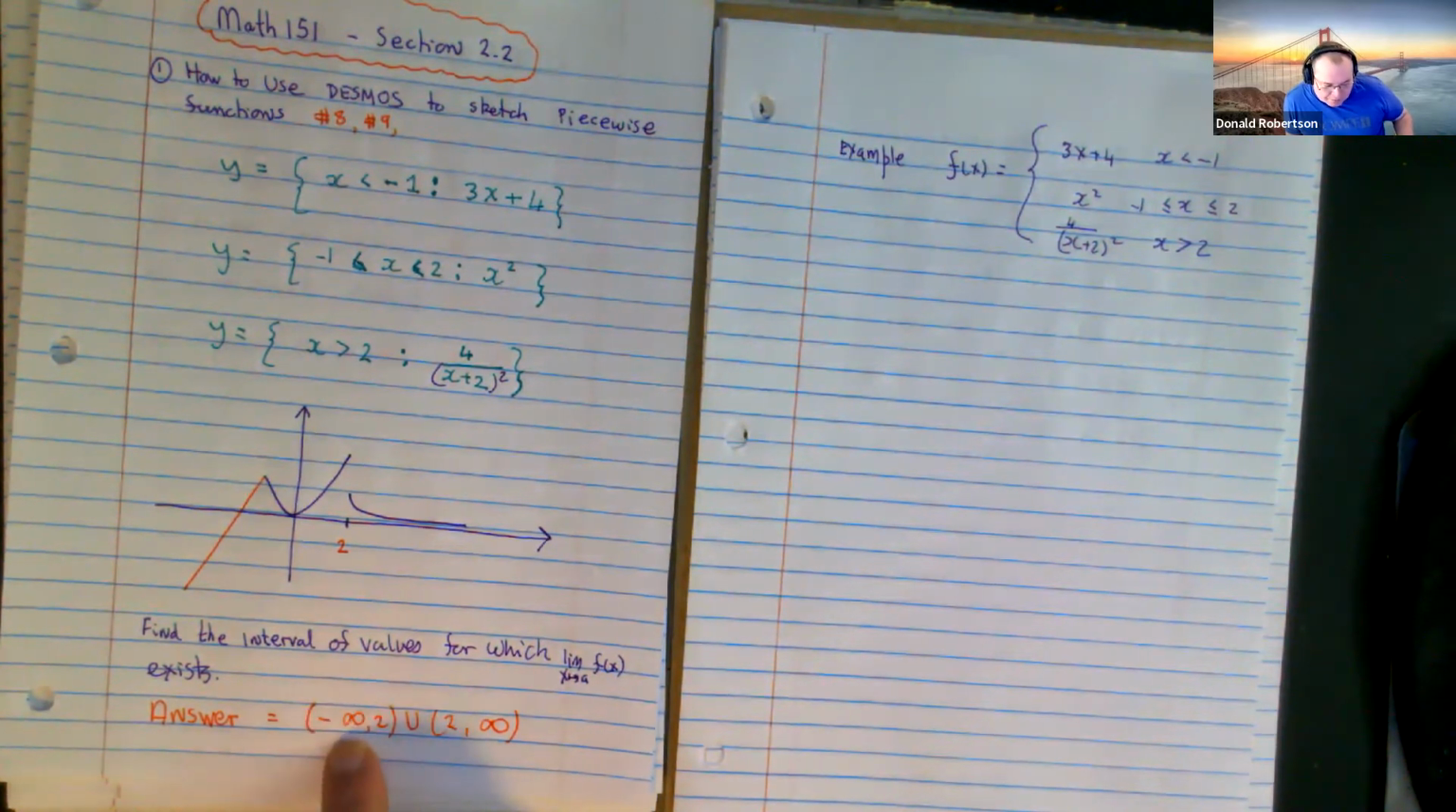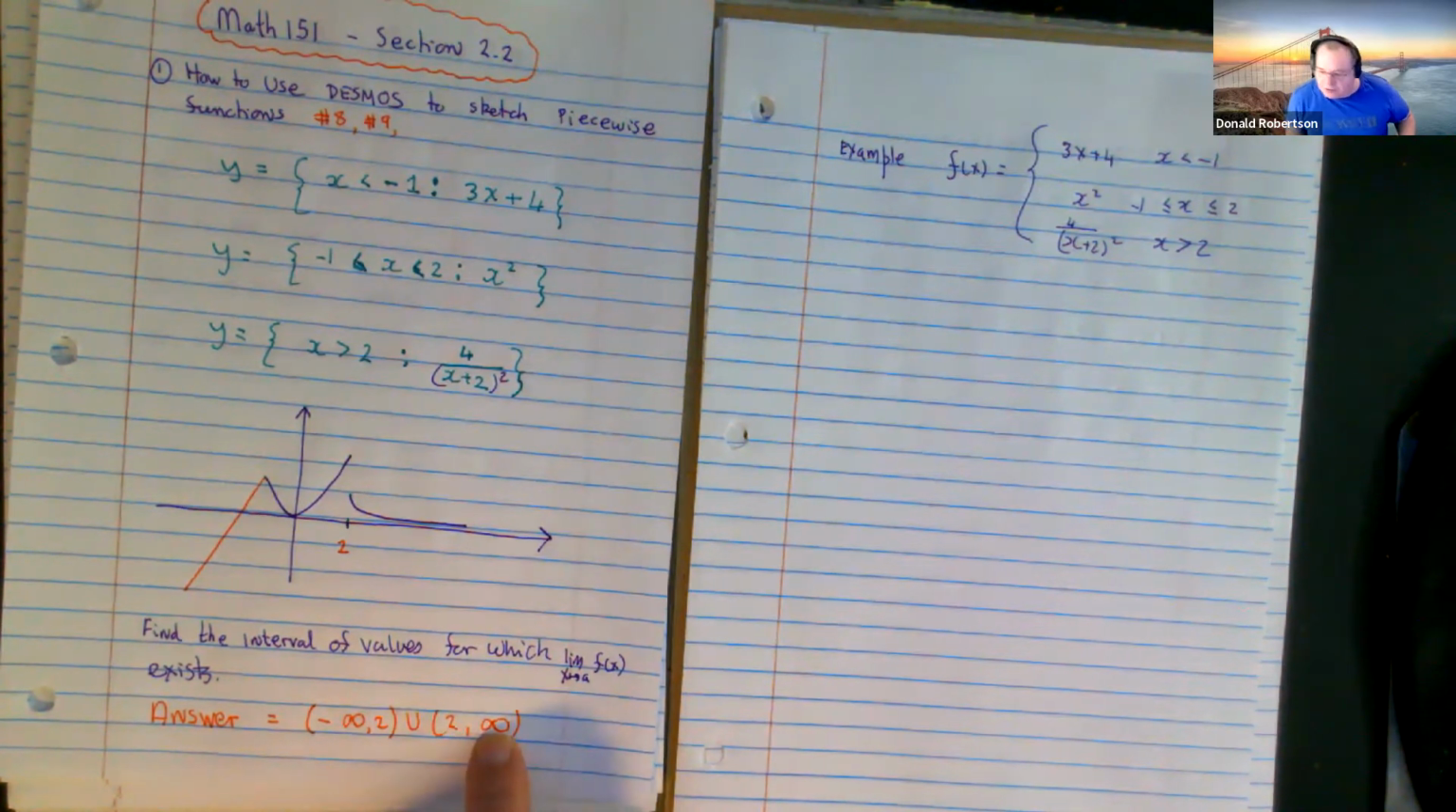A curve bracket means you can't use it. So negative infinity to 2, but you can't use 2. The union symbol, curve bracket 2 comma infinity.